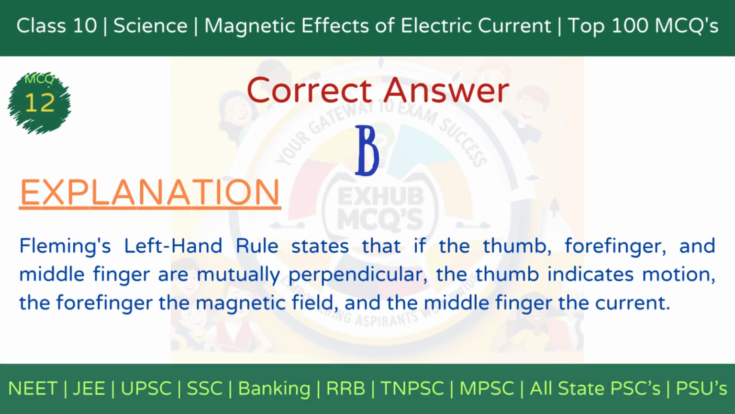The correct answer is option B, Fleming's left-hand rule. Explanation. Fleming's left-hand rule states that if the thumb, forefinger, and middle finger of the left hand are stretched mutually perpendicular, the thumb shows the direction of motion or force, the forefinger indicates the magnetic field, and the middle finger represents the current.